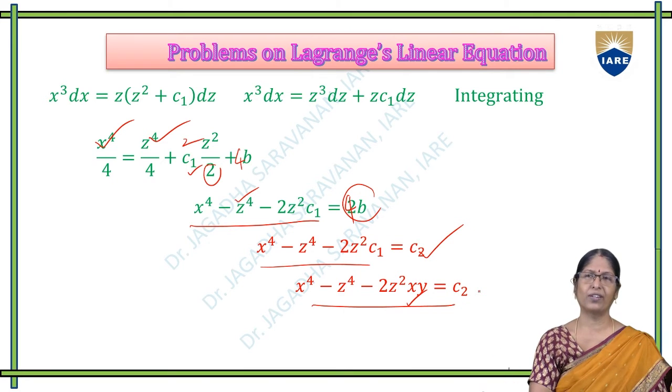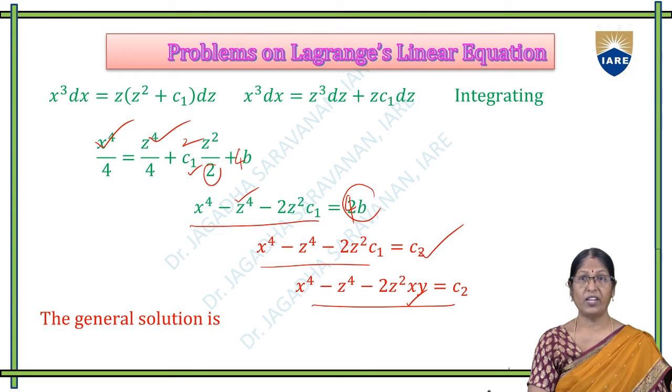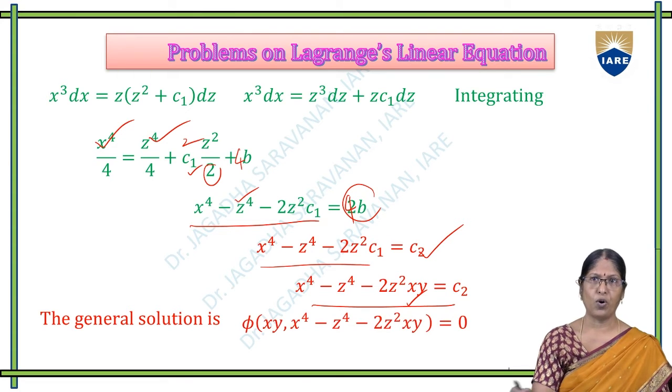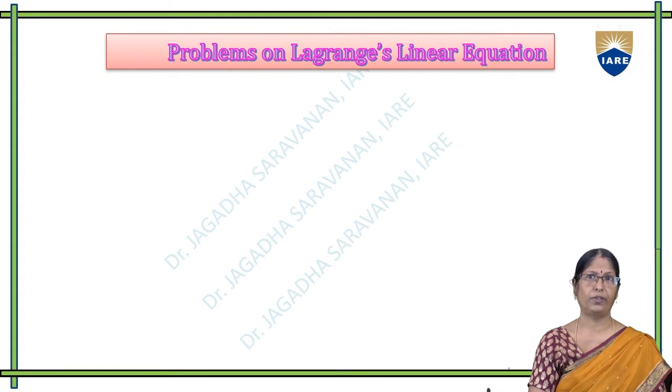That is nothing but xy. We introduced that, in the place of xy c1, to do the integration in a very easy manner. Just now we completed the integration, then c1 is replaced by xy. So the general solution is phi of, the first c1 equal to xy we obtained. So the next one is x power 4 minus z power 4 minus 2z square xy, which is equal to 0. So completely the first problem, we finished it.